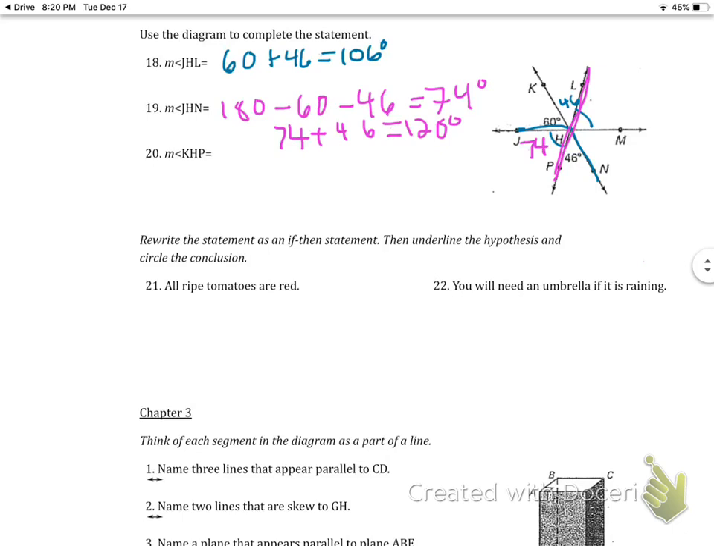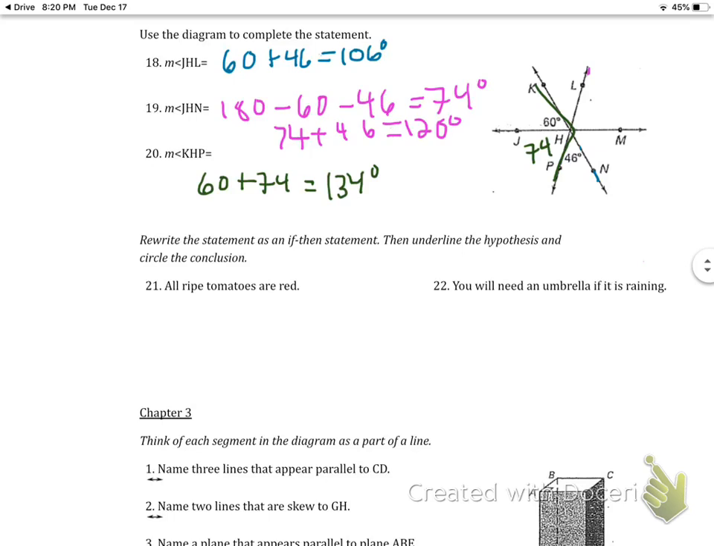And last but not least, we have KHP right here. We did some math in that last one, and we found that this was 74 degrees already. Since that one we know is 74 degrees, to find this one, all we have to do is 60 plus 74, which gives me 134 degrees.